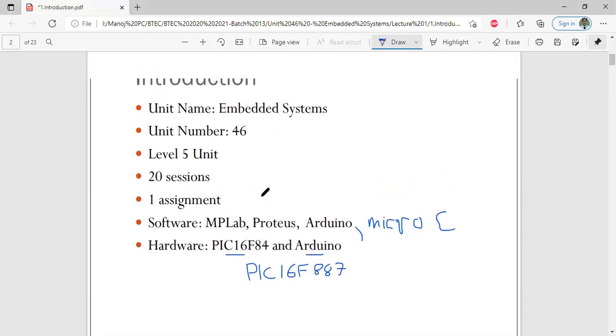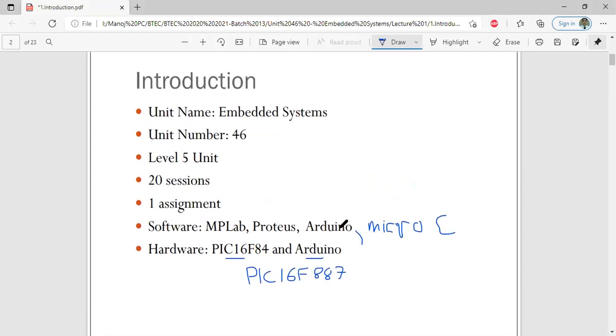MPLAB, Proteus, then the Arduino IDE, and also you need mikroC. And in hardware, you may require PIC16F84 and the Arduino Nano, and PIC16F887, right? So those are the things that are required.